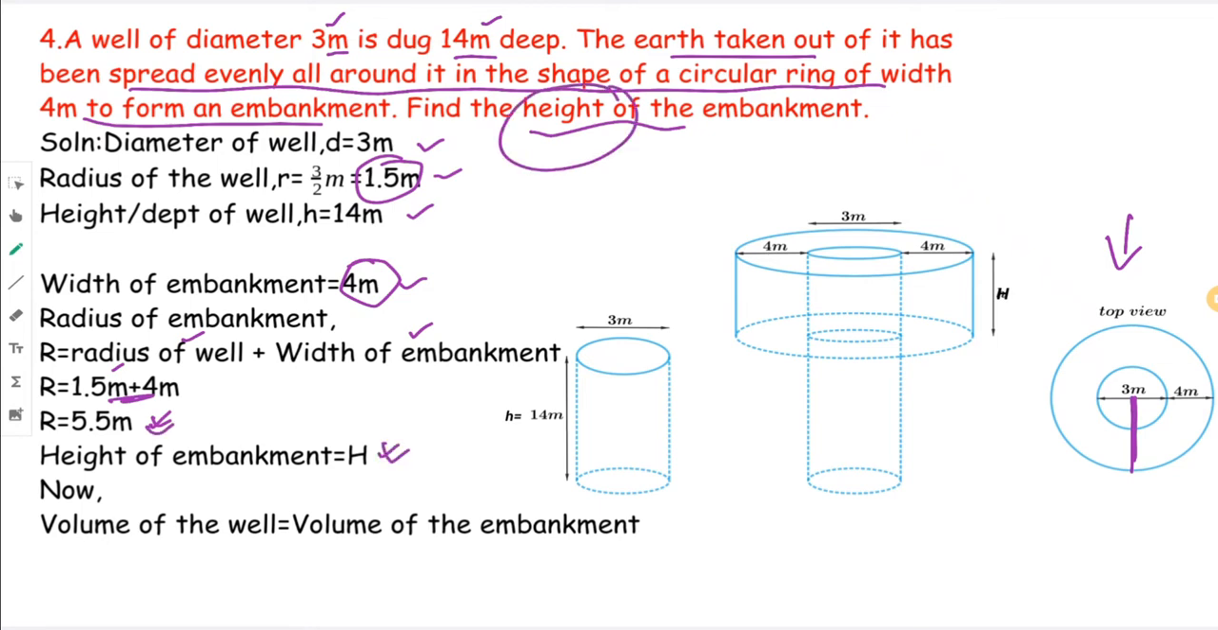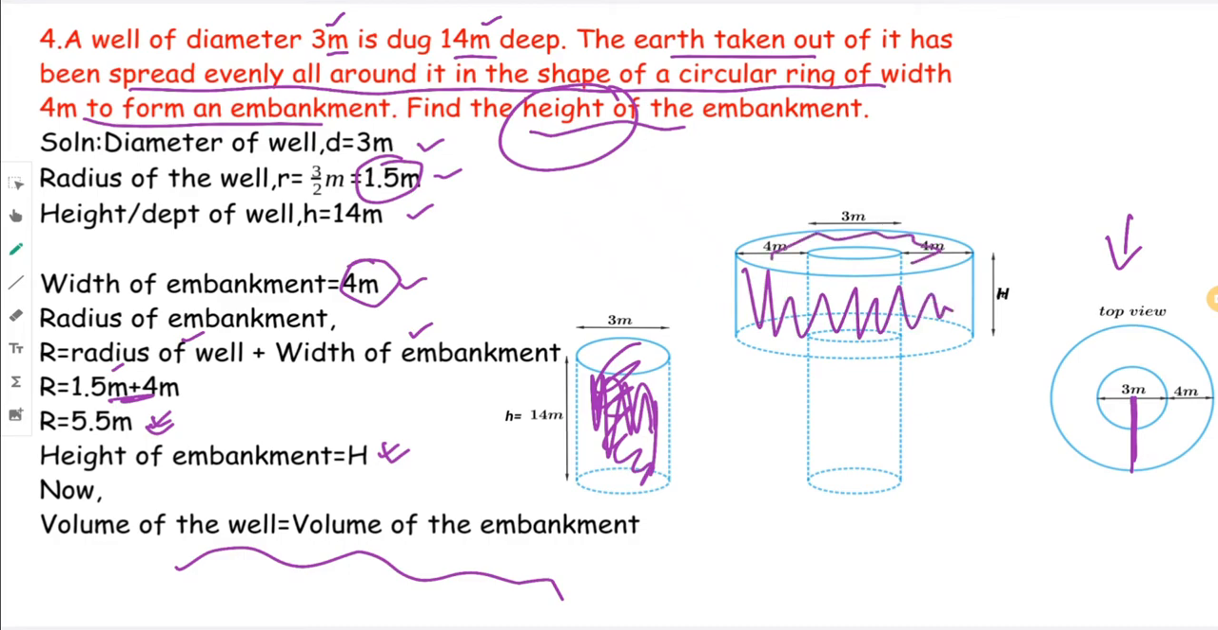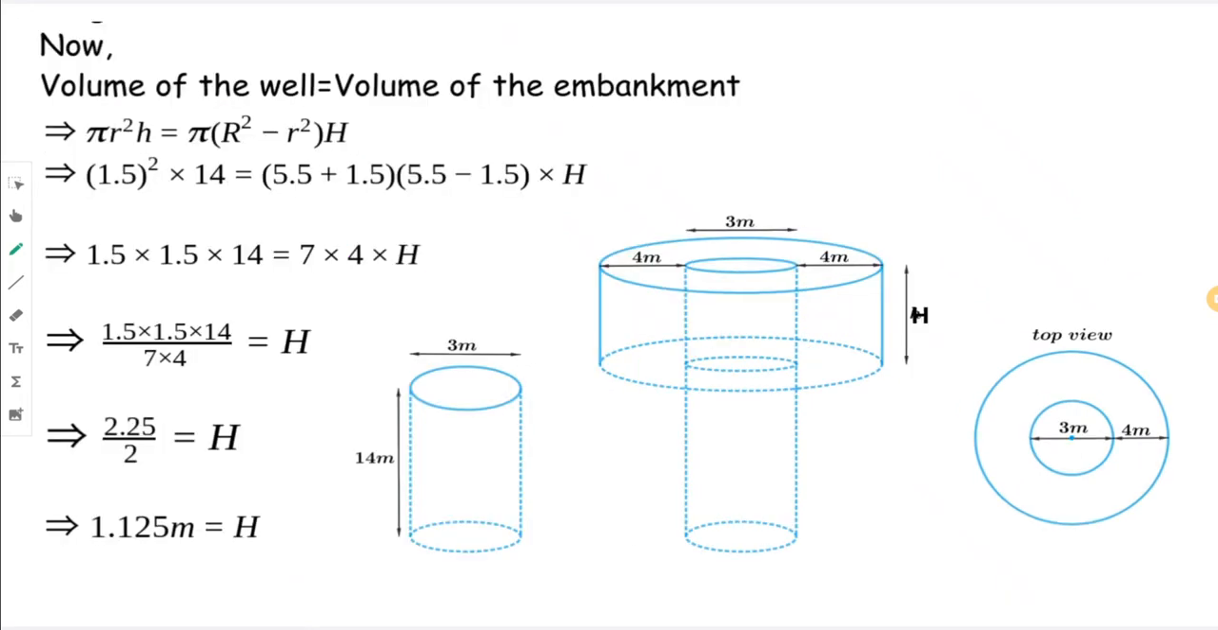All right, so can I say the volume of the well should be equal to volume of the embankment? We can say, right, because once again remember, whatever earth was taken out of this well here has been made into this embankment, right? Which means volume remains the same, right? So this is how we'll find the height of the embankment. All right, so the first part is pretty simple. Volume of the well is a cylinder, right? So pi r square h.